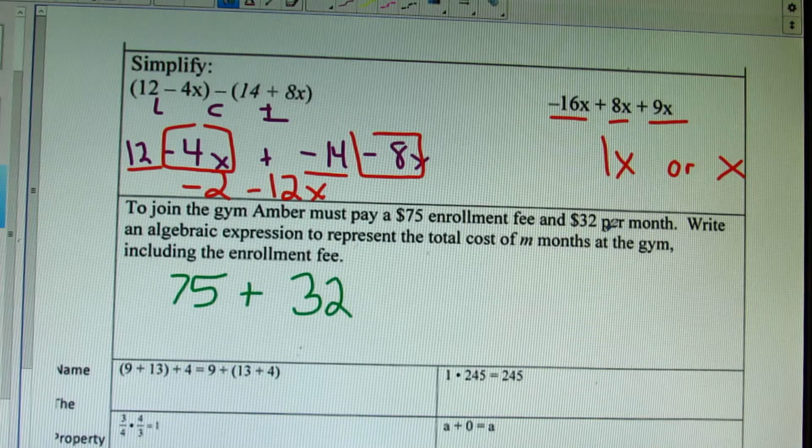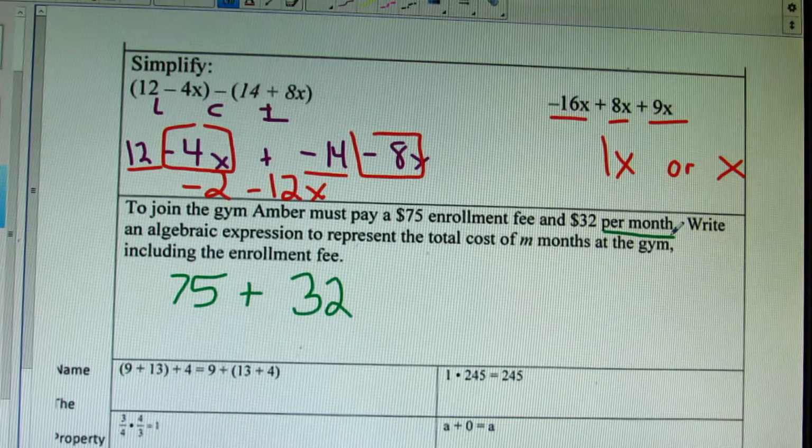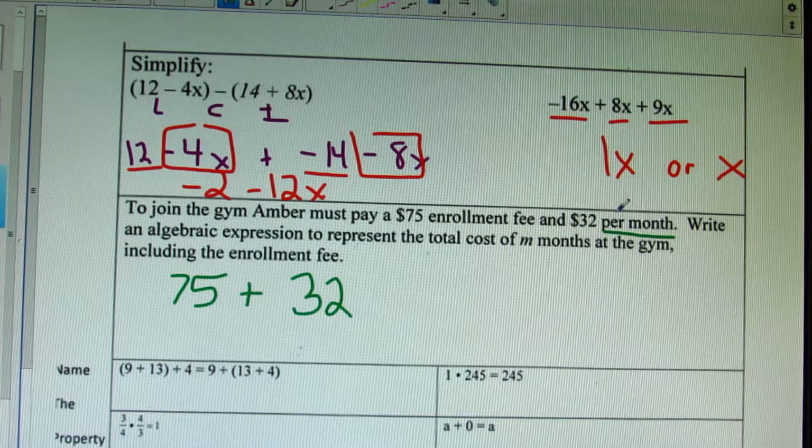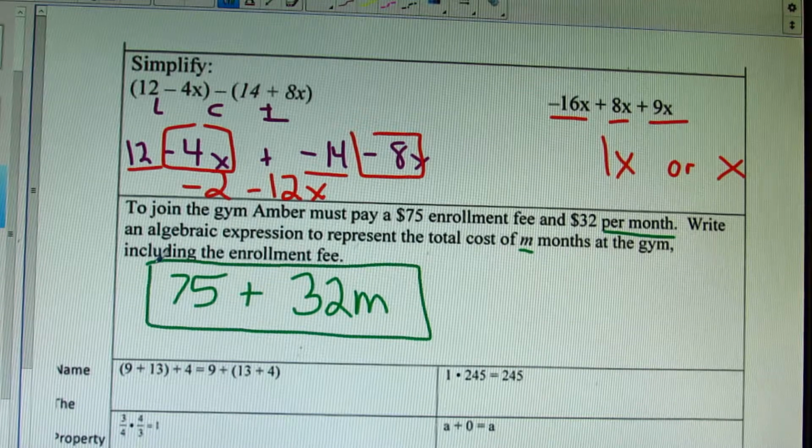Now, the fact that the word month and the word per month is here means I have to multiply $32 for each month, which is why the letter M that they told me to use is going to go next to the 32. I can't do anything else with this. This is an expression in simplest form.